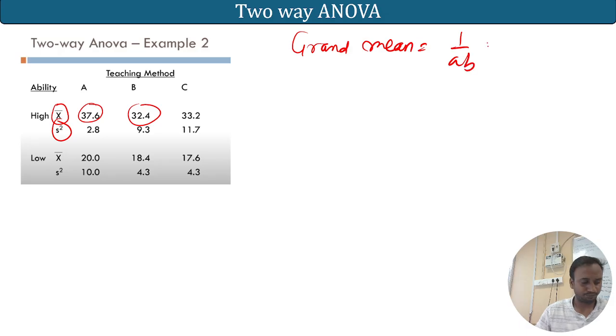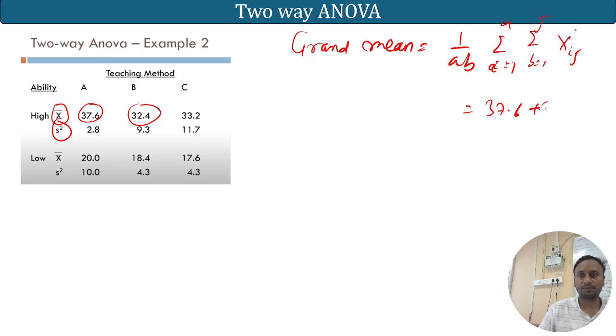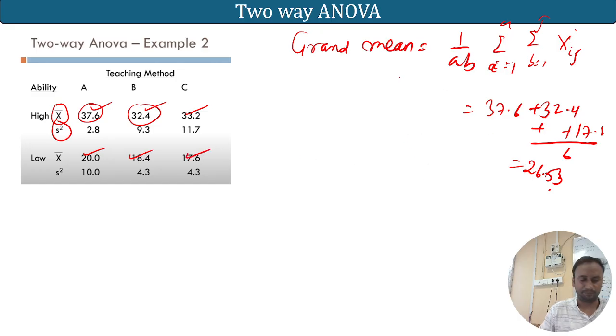1 by AB, summation from i equal to 1 to a, like a, b, c, d and all of them. So we'll go with x bar ij. It will be 37.6 plus 32.4 plus 17.6, divided by 6. It will come 26.3. So this mean we calculate is the grand mean, x bar or x grand.